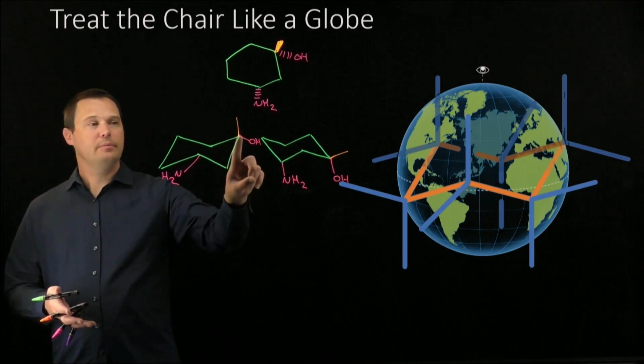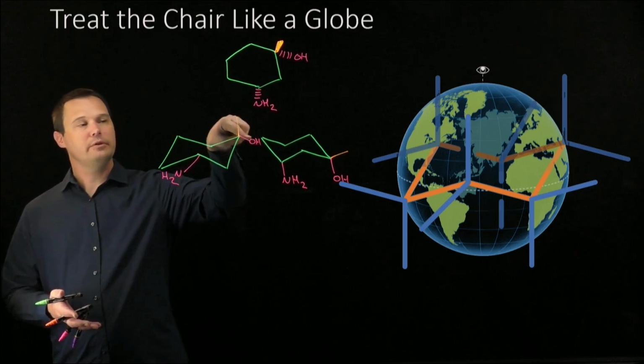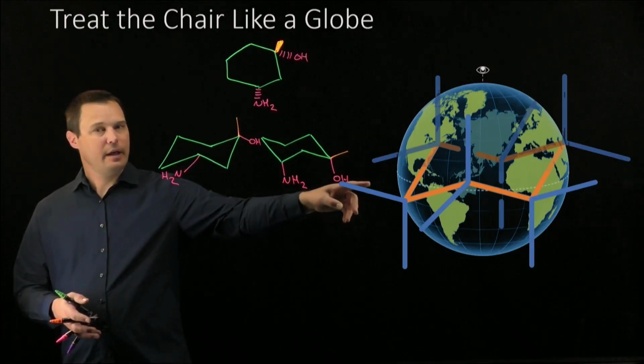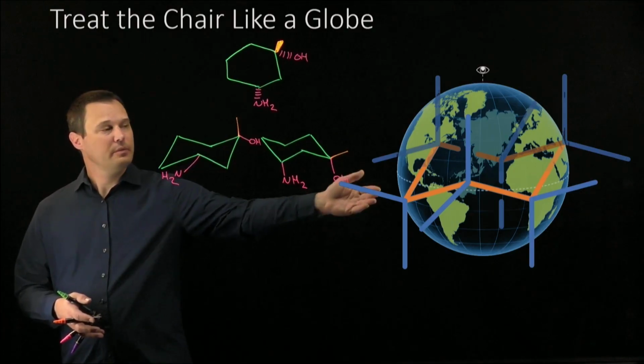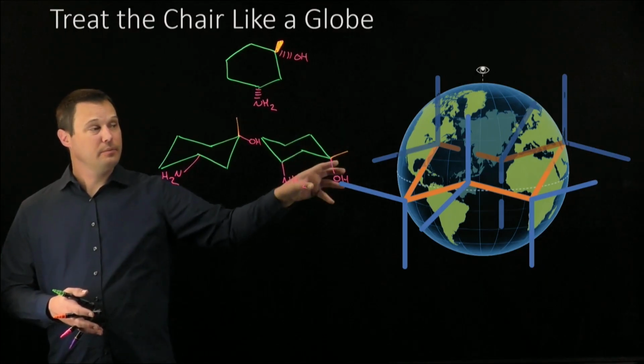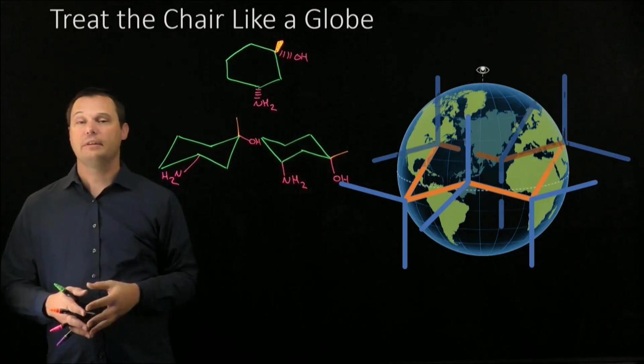So on an up carbon, the axial bond points up into the northern hemisphere, and the equatorial bond points slightly down into the southern hemisphere. And on a down carbon, the axial bond points down into the southern hemisphere, and the equatorial bond slightly up into the northern hemisphere. The direction is not random. It follows directly from the shape of the tetrahedral carbon.